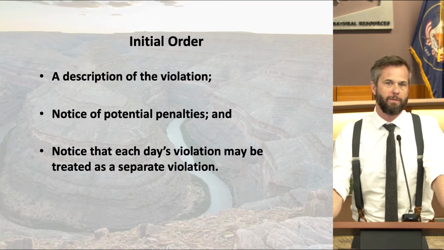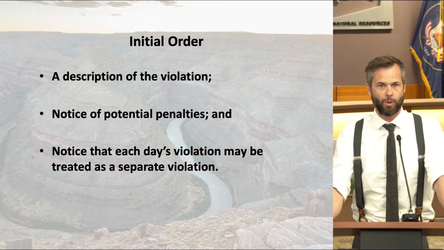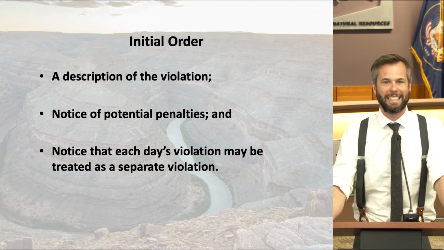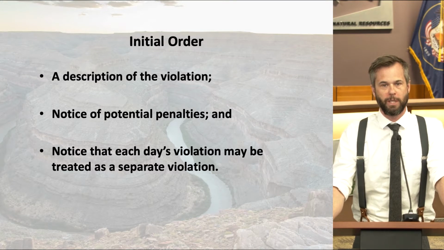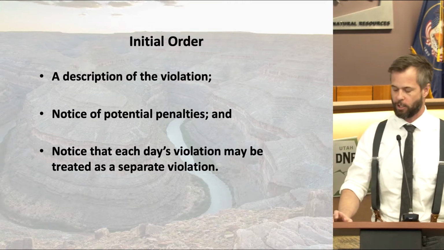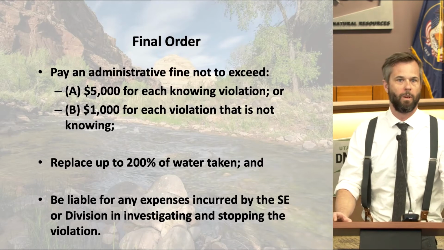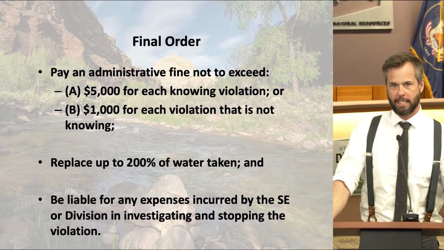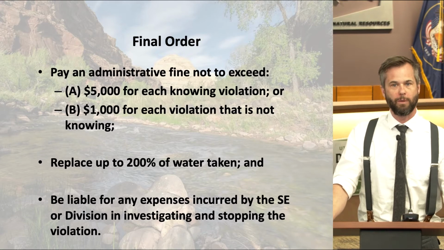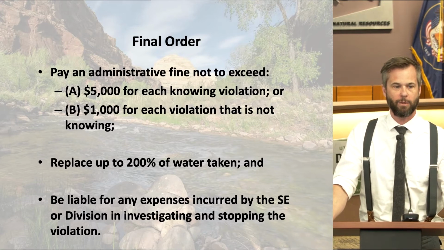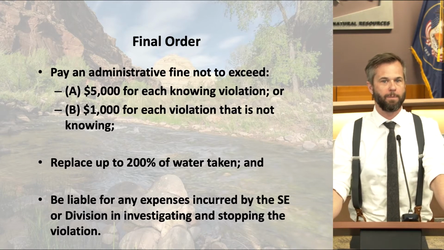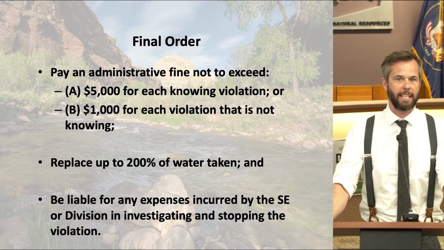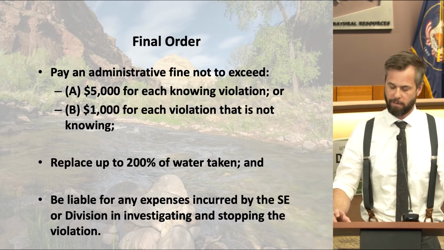And to begin the enforcement, the state engineer issues what's called an initial order, and that order will include a description of the violation, a notice of potential penalties, and notice that each day's violation can be treated as a separate violation. Enforcement may result in a fee of up to $5,000 for each knowing violation or $1,000 for each violation that is not knowing. Water user may be required to replace up to 200% of the water taken without authorization. And an assessment of expenses incurred by the state engineer for investigating and stopping the violation could also be part of that final order.